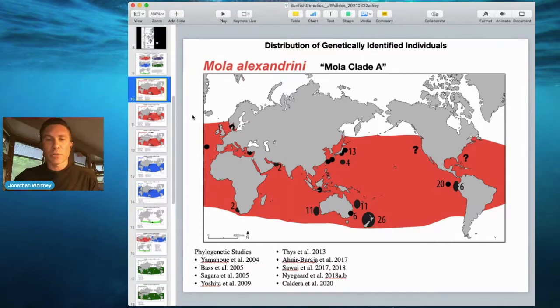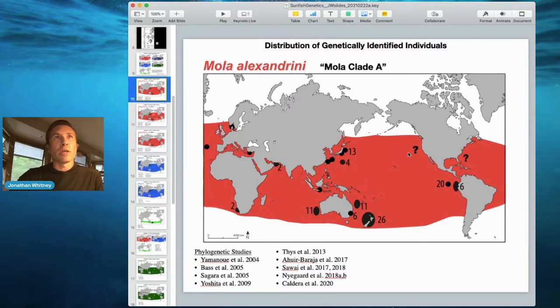So starting with alexandrini, we see that they have a really wide distribution in both northern and southern hemispheres, temperate and tropical, in all three basins. Starting in the Atlantic, we have records as high up as southern Norway and Sweden, into the Mediterranean, down around South Africa, and even into Oman, and they seem to be pretty widespread across the southern Australian, West Pacific, and then up north into Japan.